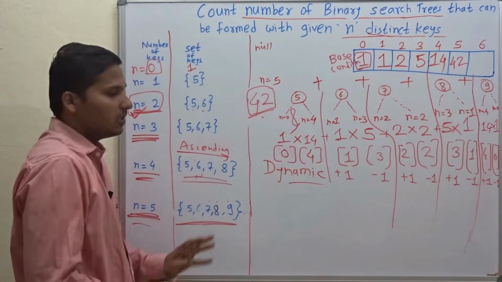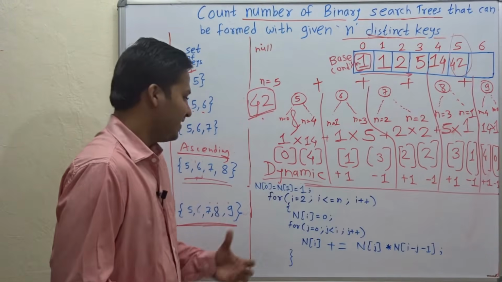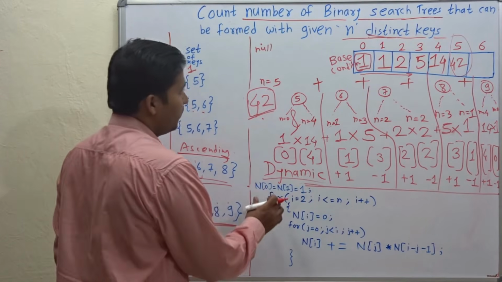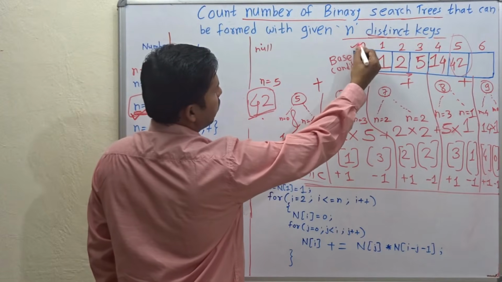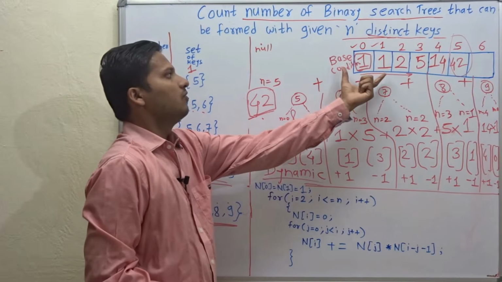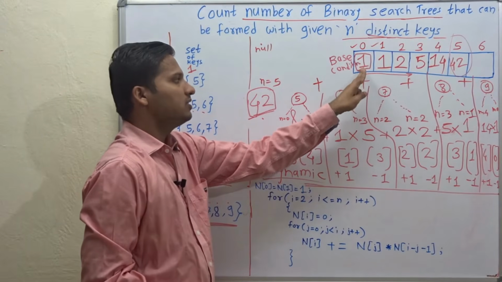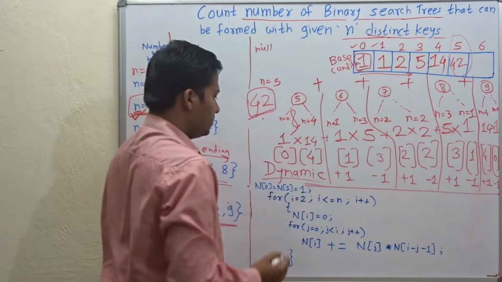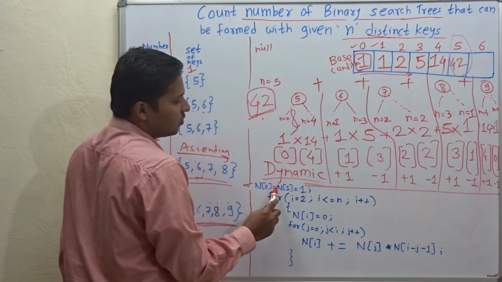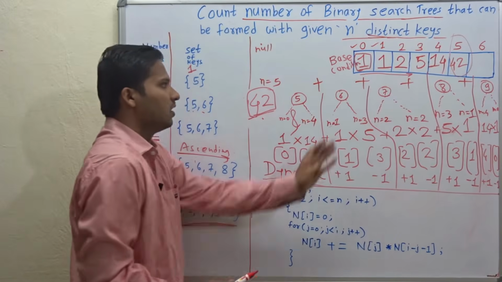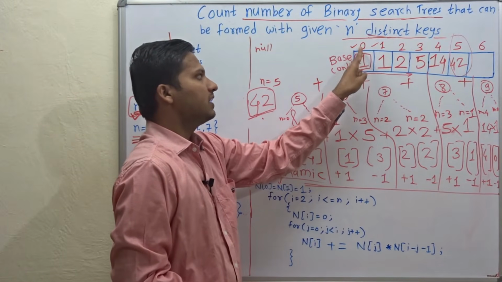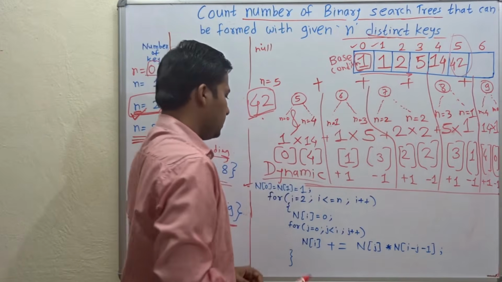Now let's write the formula. So see here, this is the main part of the code. As you know, for number of keys equal to 0 and number of keys equal to 1, we hard code the values as 1 and 1. So that is initialized here, n of 0 equal to n of 1 equal to 1. Means in this array we have initialized the values for index 0 and 1 as 1.